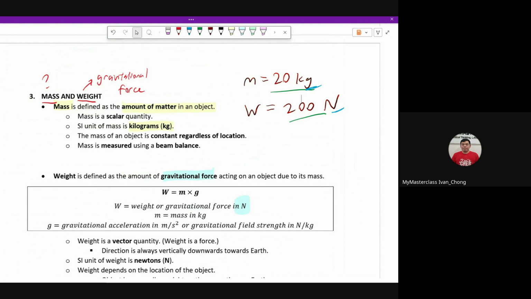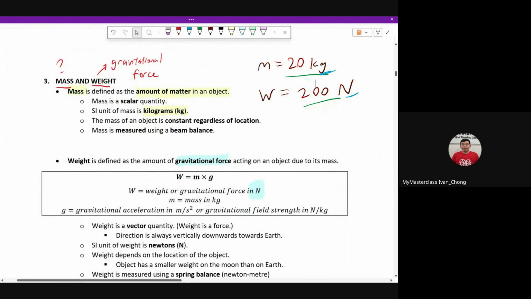And if you want to ask someone about their kg, you need to ask them about their mass. What's your mass? Your mass will be whatever kg that you have. If someone asks you what's your weight, you should be saying, oh, it is actually this many newtons. Okay, and how do you exactly calculate or measure your weight? We use this formula over here. Put a star next to this. We'll be using this very often.